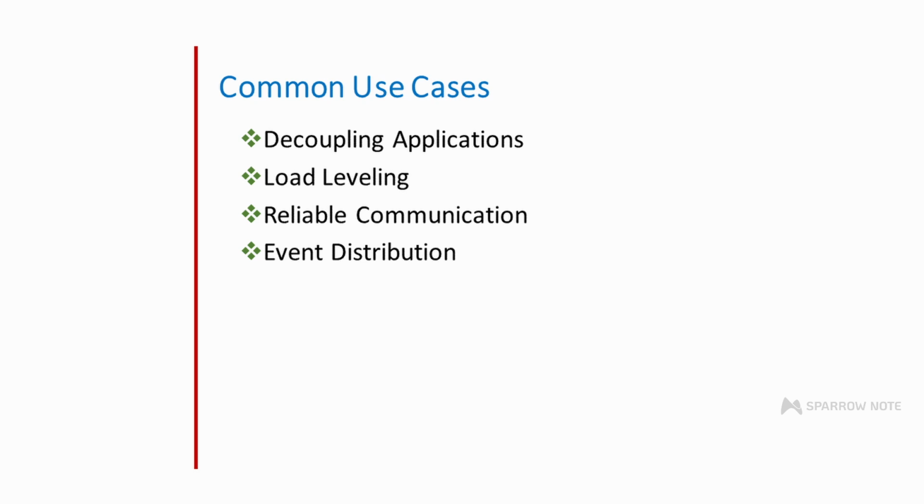Decoupling applications. Service Bus can be used to decouple components of a distributed system, allowing them to operate independently. Load leveling. It can smooth out spikes in traffic by queuing up messages for processing at a steady rate. Reliable communication. Ensure messages are not lost, even if the receiving system is temporarily unavailable. Event distribution. Distribute events to multiple subscribers in a scalable way.